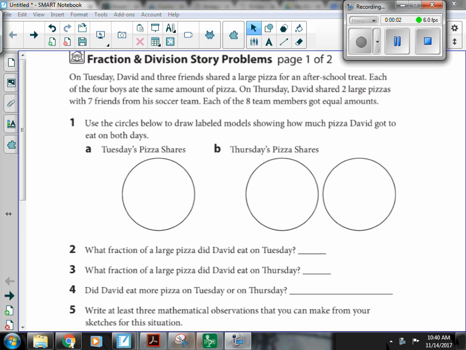Tonight's homework is page 51 and 52 in our homework journal. It's talking about fractions and division story problems. So number 1 is a story. On Tuesday, David and his 3 friends shared a large pizza for an after-school treat.